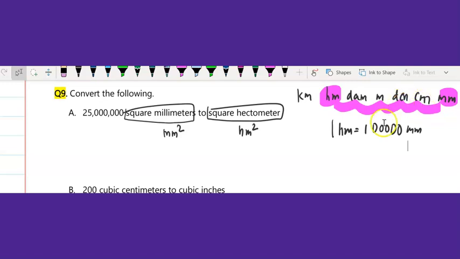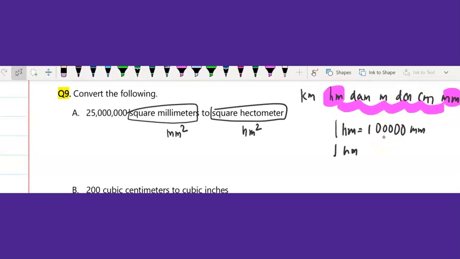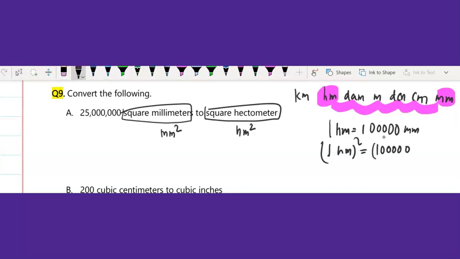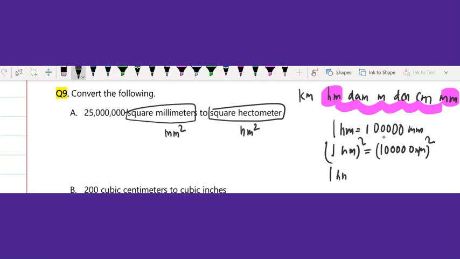3, 4, 5. So now 1 hectometer square equals 100,000 millimeter square. So this is the same as 1 hectometer square equals 1. After 1 you have 10 0s. 1 2 3 4 5 6 7 8 9 10 millimeter square.